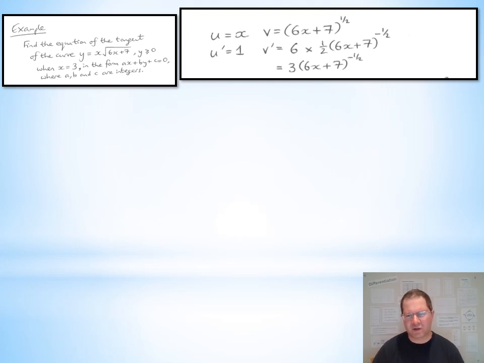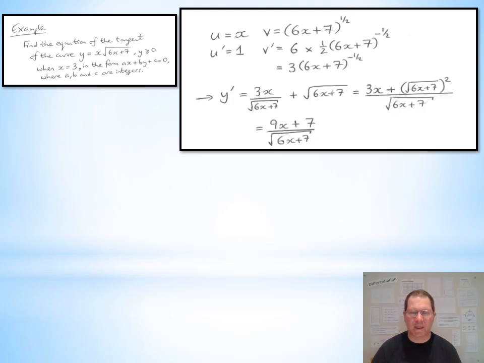U again, we can just differentiate that straight away. U dash equals 1, but for v we need to use the chain rule, and that will give us 3 lots of 6x plus 7 to the minus a half. I suggest that you try that yourselves independently. And now applying the product rule, uv dash is x times 3 lots of 6x plus 7 to the minus a half, which can be rewritten as 3x over the square root of 6x plus 7.